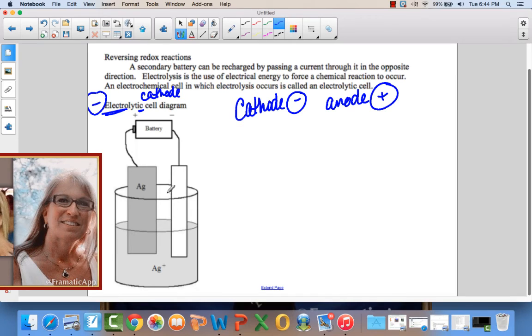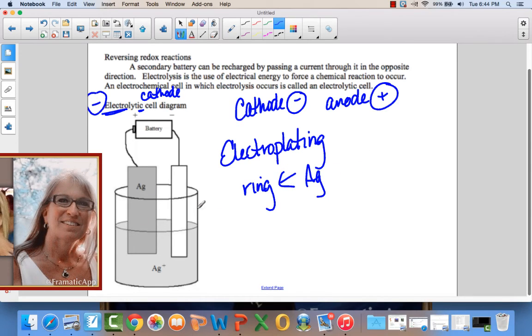So a lot of times what we are doing here is also electroplating. We want to take an object like a ring and we want to put silver on it. What you have to remember is that the object to be electroplated, so if I have a ring here, is going to be on this electrode. And the silver is the anode, right? We know that the anode is going to be oxidized.